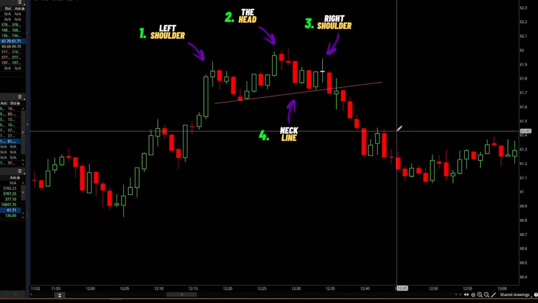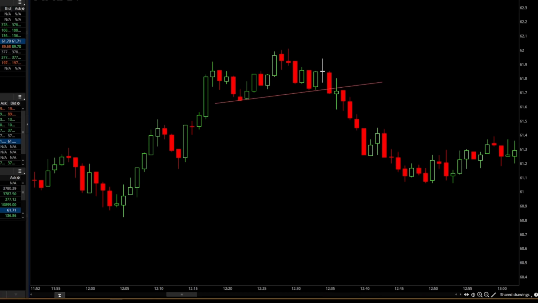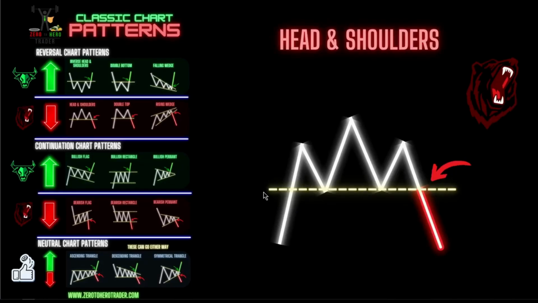Okay, so now where would our entries be? If we go back, we're looking for our entry to be right near the neckline or right below the neckline. If you want to get in a little bit early, you can get in as it's coming down, but sometimes this will bounce back off. Like I said, you're placing your stop just above that right shoulder.